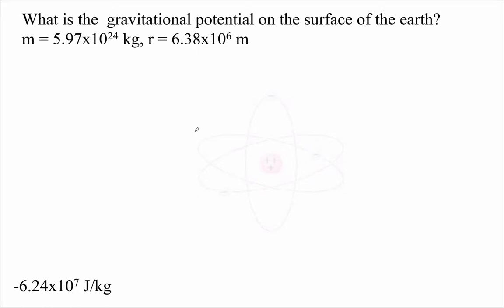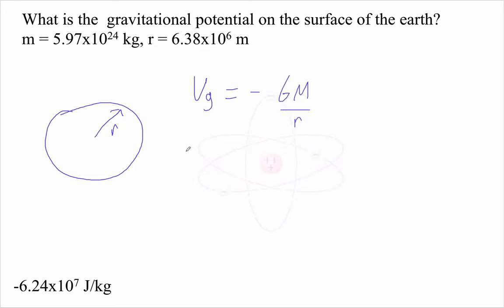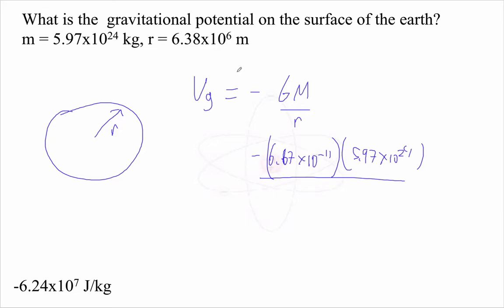All right, what is the gravitational potential on the surface of the Earth? Right, so Vg is negative GM over R. Okay, so that is negative 6.67 times 10 to the... the constant's not negative, right? It's just that minus sign that's in front. Earth is 5.97 times 10 to the 24th kilograms, and then how far? We got this far from the center of the Earth, right? 6.38 times 10 to the 6th. Okay, I can do this.